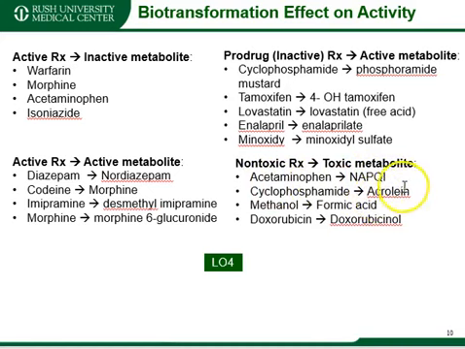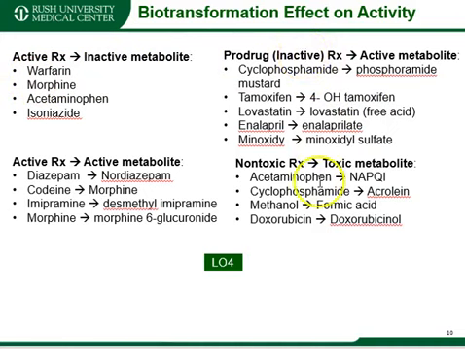Cyclophosphamide: the reason that cyclophosphamide is toxic to the kidneys is because this particular metabolite accumulates within the urinary bladder. Okay. Methanol is really toxic when it gets converted into formic acid. That's the thing that makes you go blind. And of course, doxorubicin, the chemotherapy, has this nasty toxic metabolite, doxorubicinol, which has a lot of systemic problems as well, which we'll talk about in the heme block in more detail.